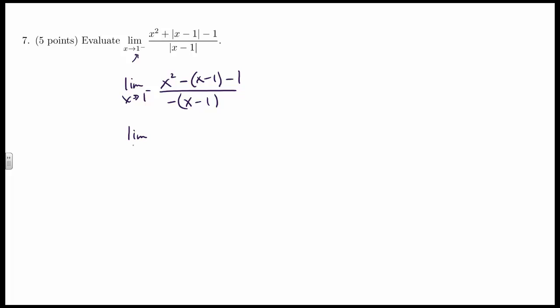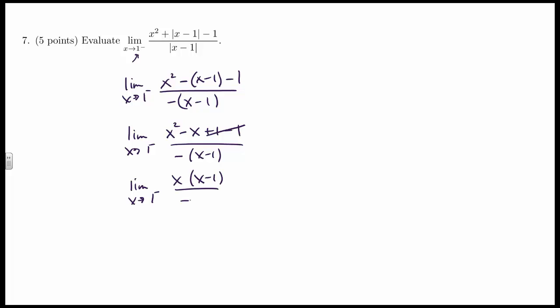Let's see if that magically cleans up anyway for us. x squared minus x plus 1 minus 1 over, I'm just going to keep this as negative x minus 1 for right now. Those two cancel, and if we factor out the x from the numerator, we get x minus 1 over negative x minus 1. Those cancel, leaving us something that looks like 1 divided by negative 1, or negative 1.